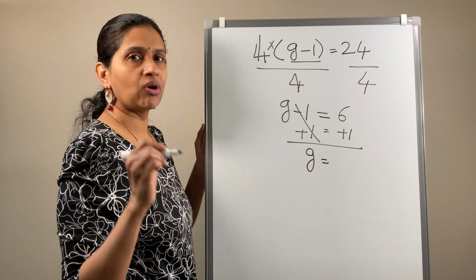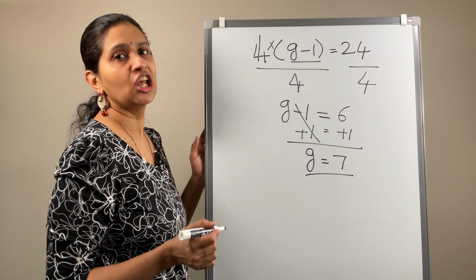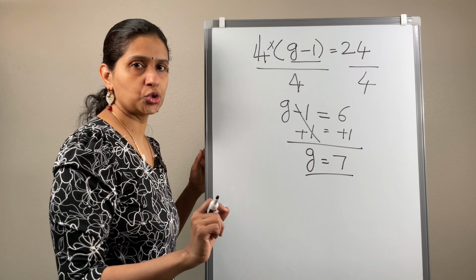Negative 1, positive 1 will get cancelled and 6 plus 1 is going to be equal to 7. So, g equal to 7 is the solution.